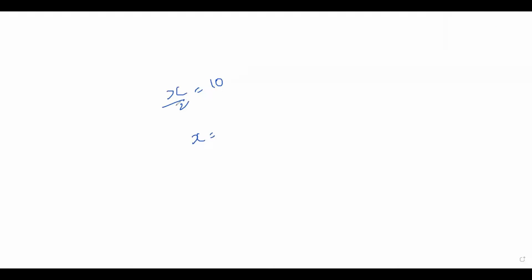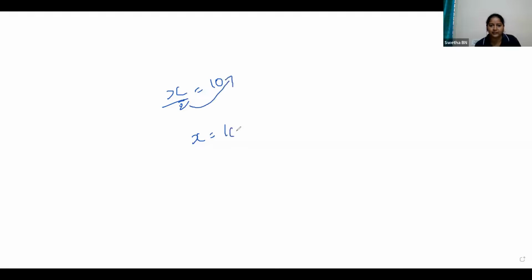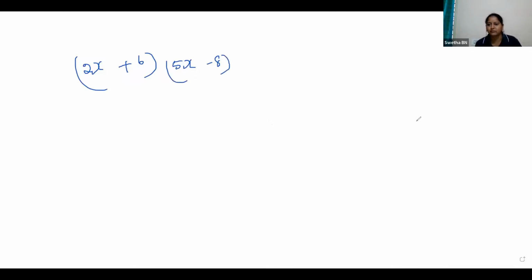Ma'am, 20. 20. See, here we are dividing. If you transpose to the right hand side, it is in the denominator, it goes to the numerator. 10 into 2, that is equal to 20. Very good. Then you know the multiplication of binomials. 2x plus 6 into 5x minus 8. Will you do the sum, Panchami? You can? Yes, ma'am. Okay.